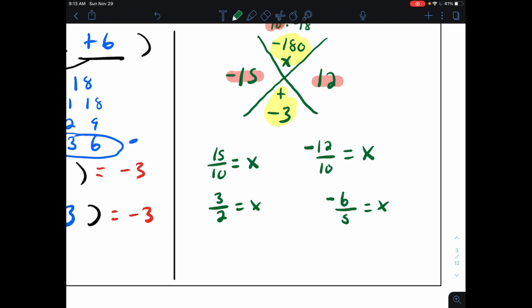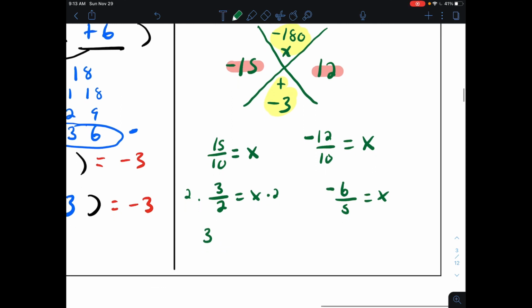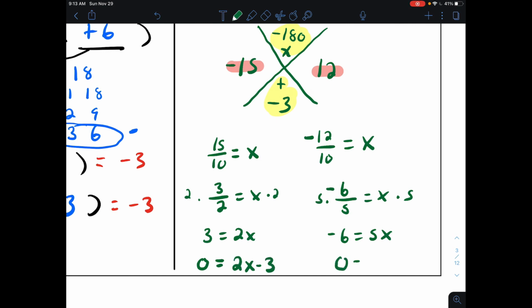Now, because I can't simplify anymore and I still have fractions, I multiply by the denominator of each fraction. So for the first one we have 3 is equal to 2x. And then I'd multiply by the 5 on the fraction on the right. That gives me negative 6 is equal to 5x. And then move the number to the other side. So I'd subtract the 3 on the left, which gives me 2x minus 3. Add the 6 on the right, which gives me 5x plus 6.